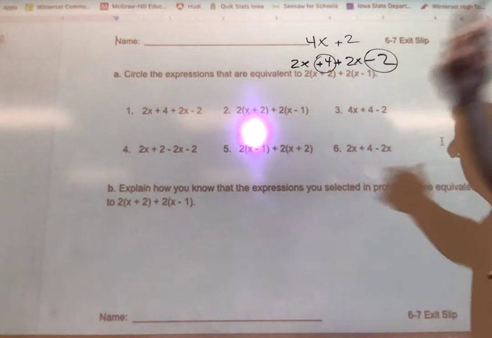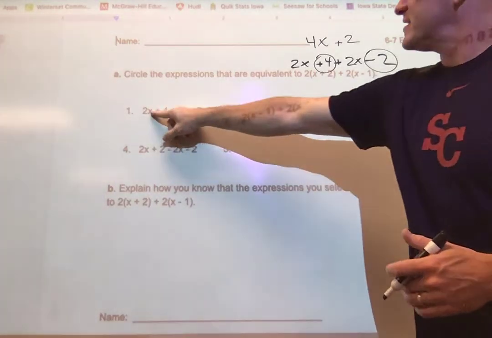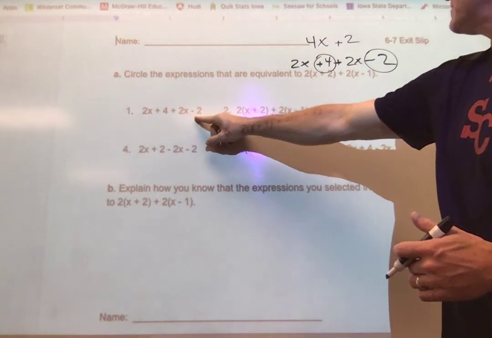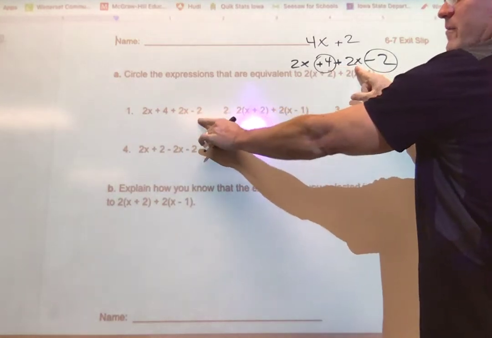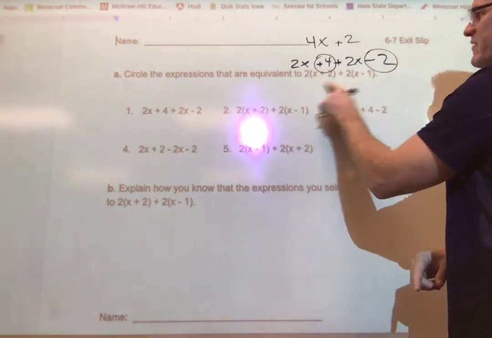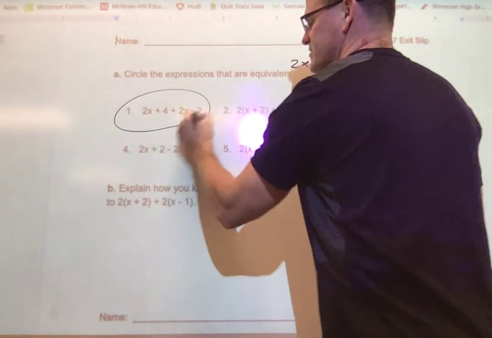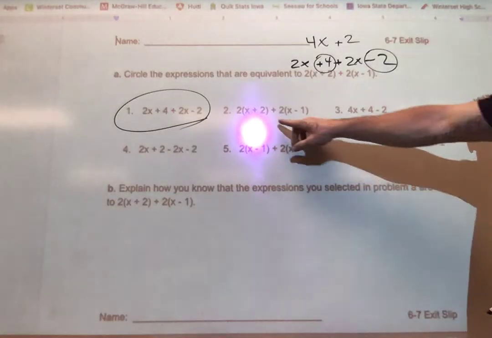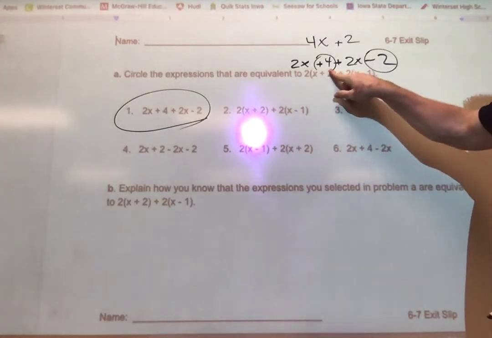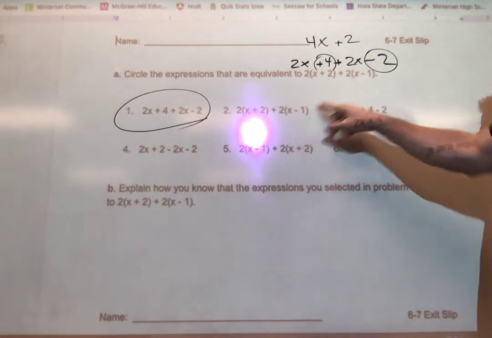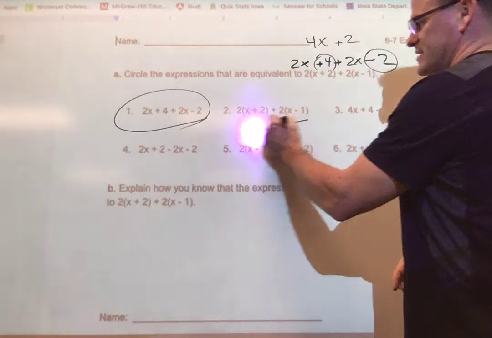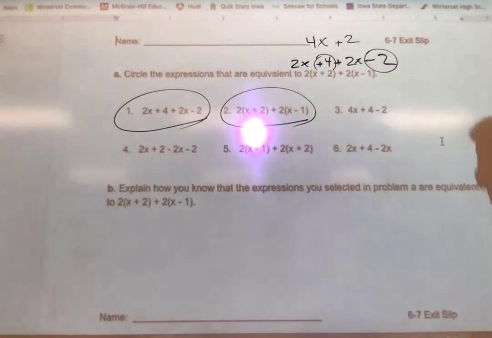So when I look through here at my choices, I've got 2x plus 4 plus 2x minus 2. I see that these are exactly the same. This is the form after I distributed, so yes, this is equivalent to this. I've just distributed, so that one works. This second one, this is identical to this. 2 times the quantity x plus 2 plus 2 times the quantity x minus 1. So that's the easiest one there. They didn't change anything. It is exactly the same. All right, so that one, pretty simple there to see.